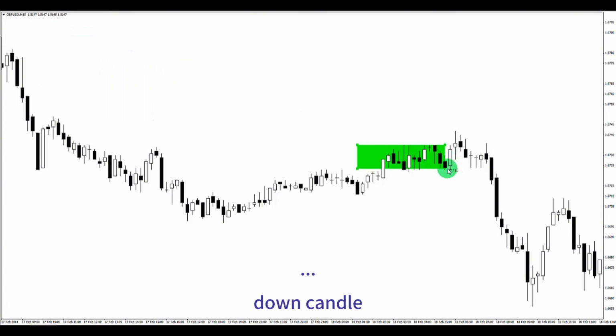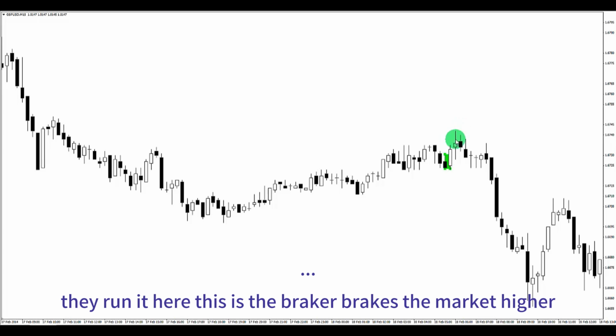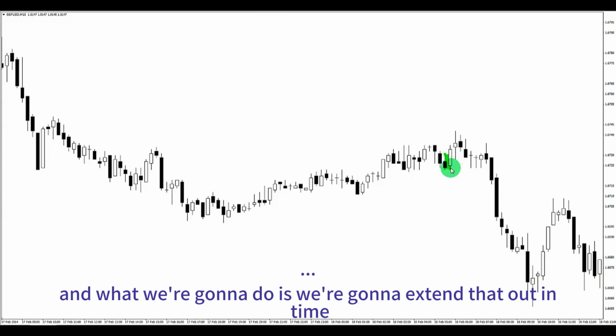Down candle right here, prior to the run above the consolidation. They run it here. This is the breaker. It breaks the market higher to take the stops out prior to the big move lower. And what we're going to do is extend that out in time.